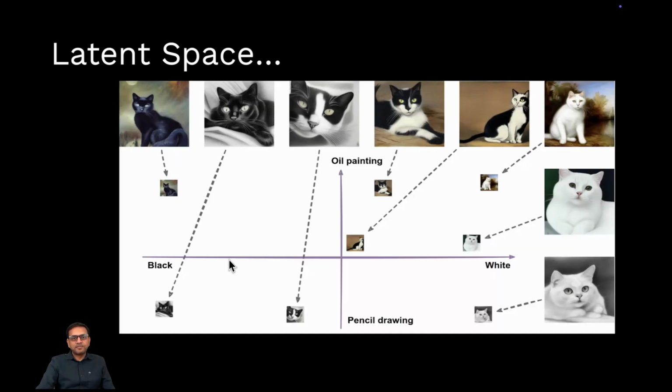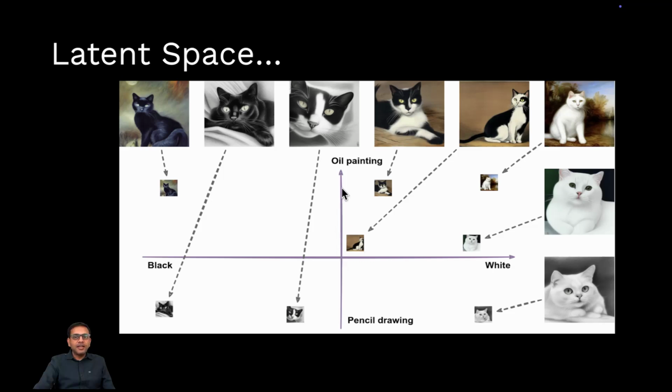One more example. So this is, let's say, the latent space for the cats. If I'm on this side of the latent space, the images corresponding here, the cats are black in color. But as I move in the latent space, these points correspond to cats which are white in color.